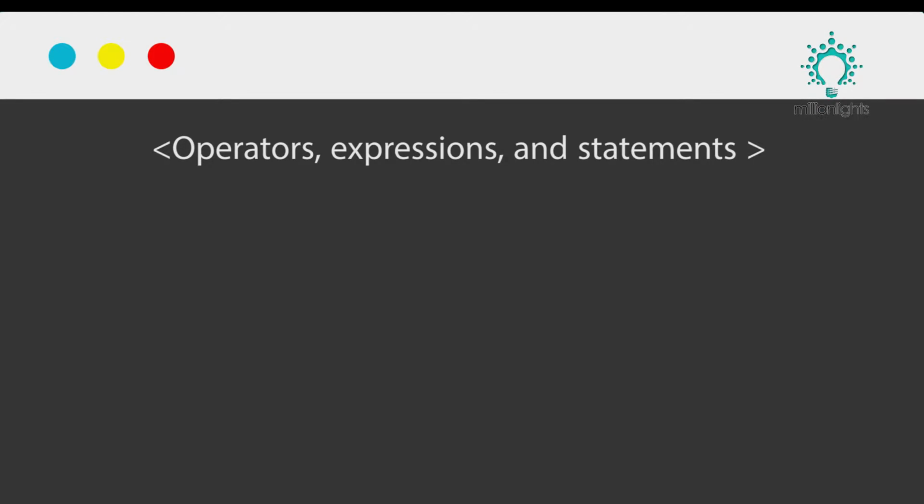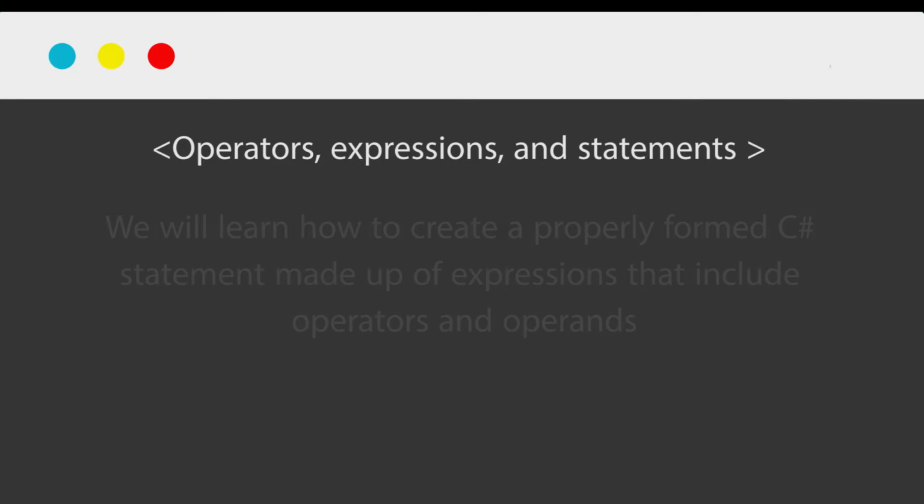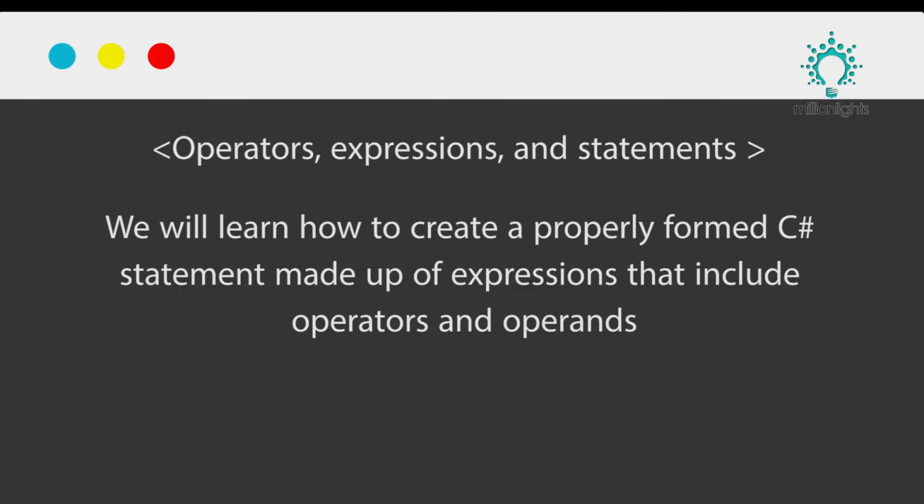In this course, C# for beginners, let's have a look at what we are going to be learning. The topics that we will cover in this episode include operators, expressions, and statements, in which we will learn how to create a properly formed C# statement made up of expressions that include both operators as well as operands. Hear about compilation errors that occur when the rules of syntax are not followed in C#.